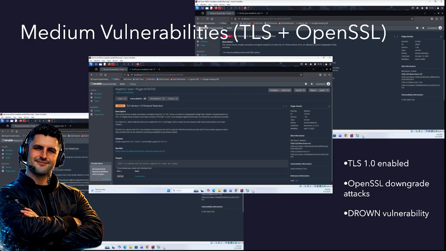There were also several medium-level vulnerabilities identified involving outdated encryption protocols. TLS 1.0 and weak cipher configurations allow downgrade attacks, where attackers force connections into insecure states. These weaknesses don't always provide immediate access, but are often chained with other vulnerabilities.